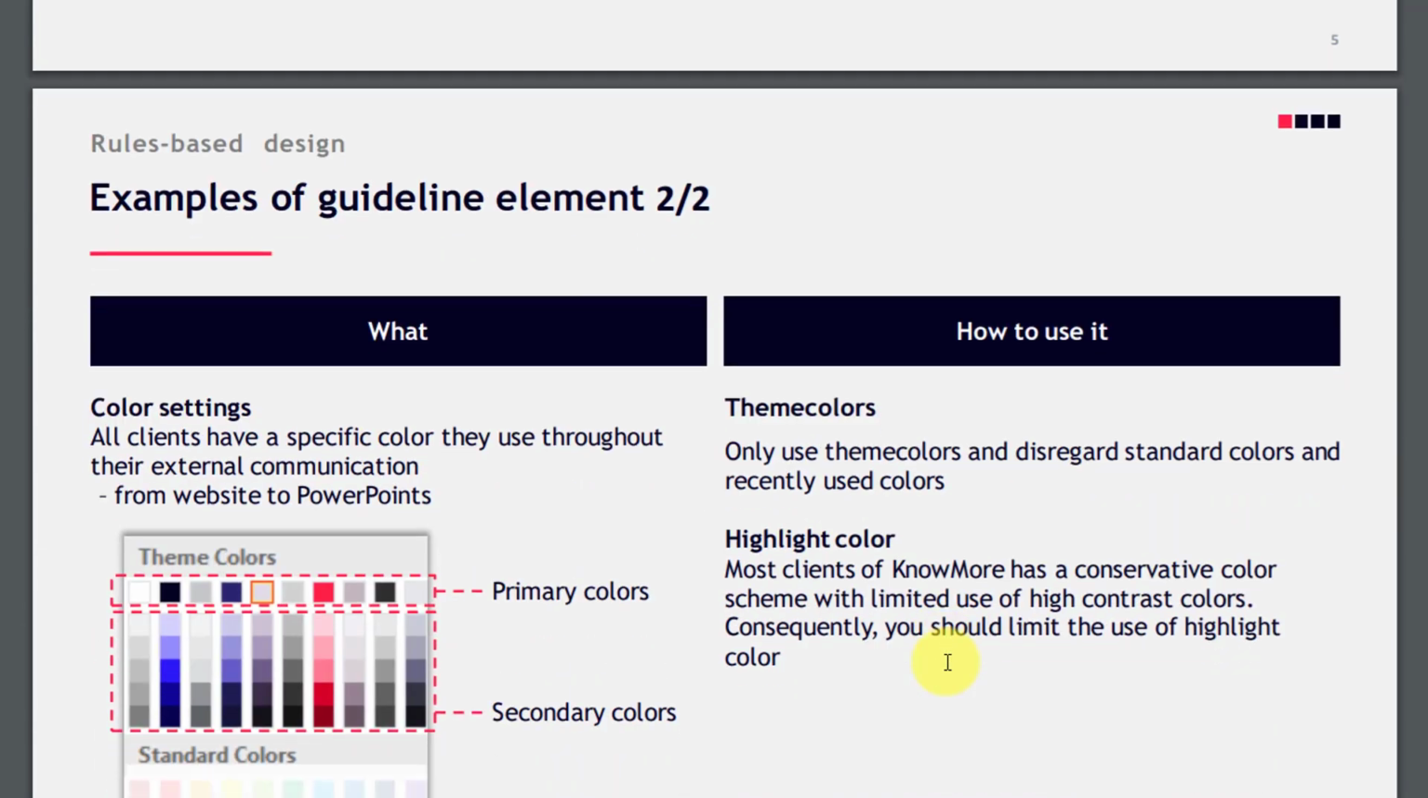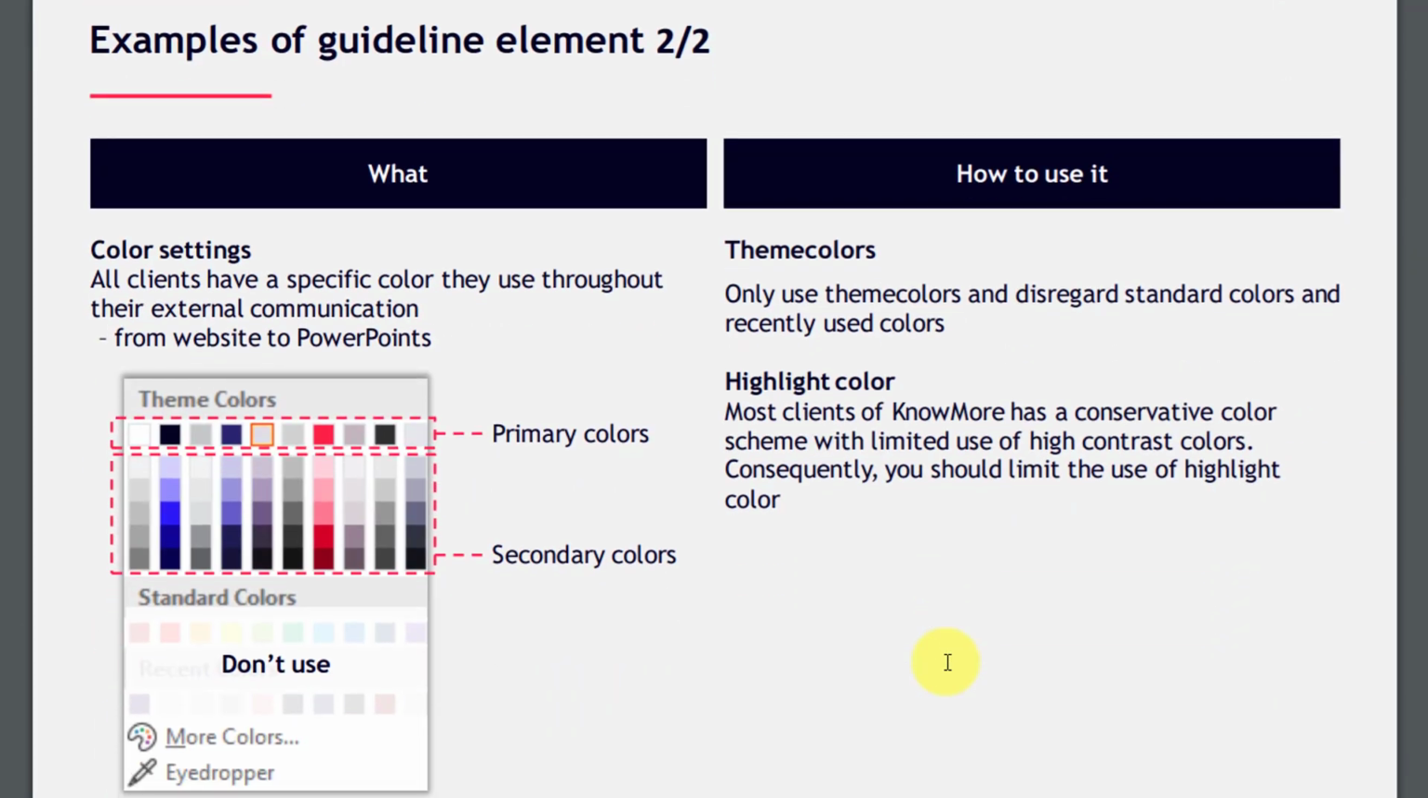The next one is examples of guideline elements 2 out of 2, where they're talking about colors. Now you do not use any of these standard colors or added colors on the slides. Okay. You need to use only the primary colors and the secondary colors, all the accents that are there on each of these decks.